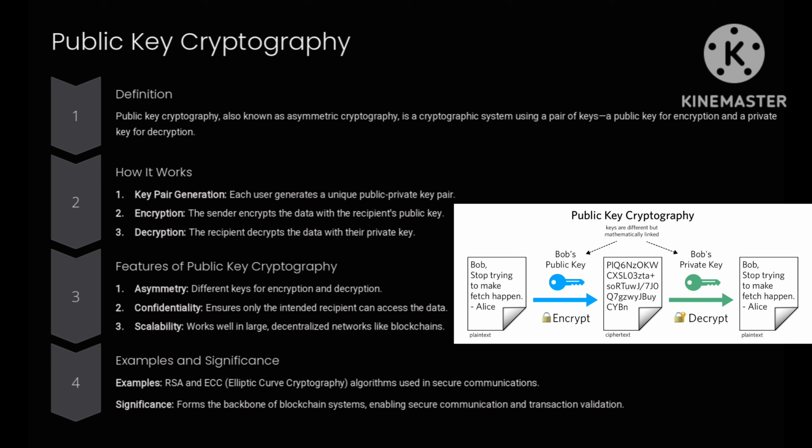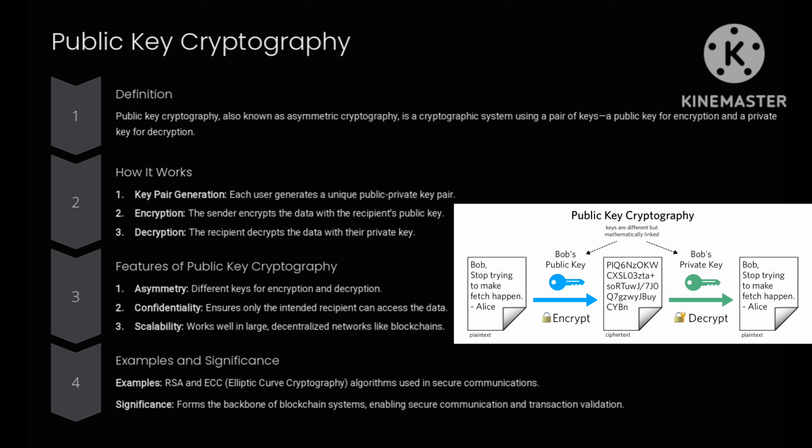Features. Some key characteristics of public key cryptography include: 1. Asymmetry. Different keys are used for encryption and decryption, making it secure even if the public key is known. 2. Confidentiality. Only the intended recipient can access the data. 3. Scalability. It works efficiently in large networks, where everyone can use publicly shared keys.